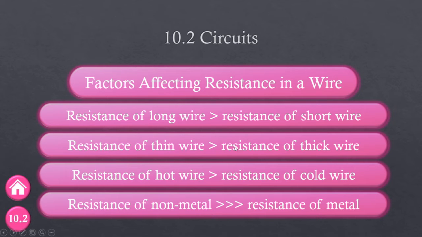Also, a thin wire tends to have a greater resistance than a thick wire. If a wire is very thick, then there's lots of space for the current to flow across and around the atoms. If the wire is very thin, then it's much harder for the current to flow.